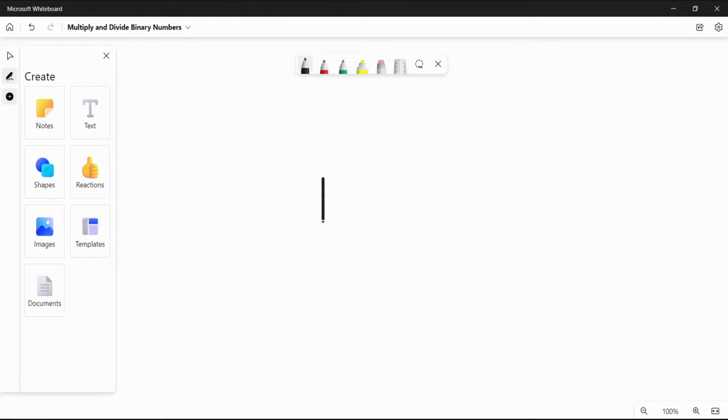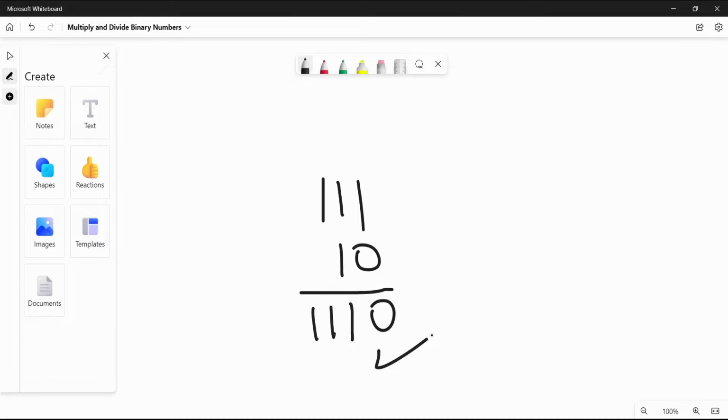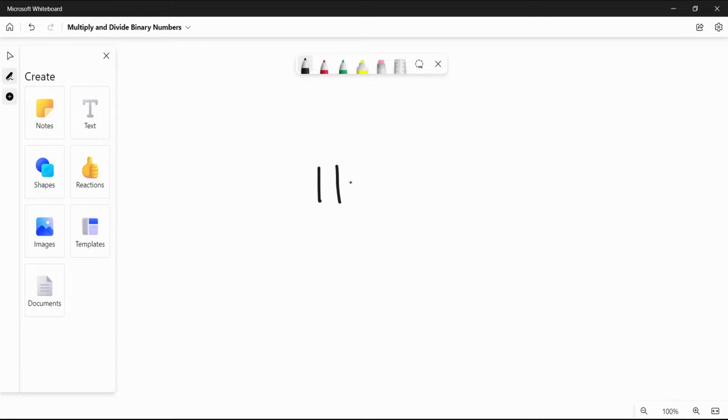So if I tell you 111 multiplied by 10, 7 multiplied by 2. Now as I told you earlier, whenever you multiply a number by 2, only add a 0 and then copy the number. And yep, we have right now 14. Let's try 15 multiplied by 5.